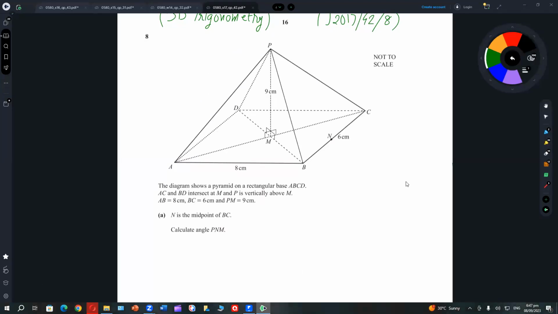What about N? N is in front of it. It's having 6. What is 6 actually? BC is 6. And what is N? N is the midpoint. PM is equal to 9. But what is this position N? Is it the midpoint or somewhere less than that? It says N is the midpoint of BC. And BC is 6. So I divide it. This is 3. This is 3.